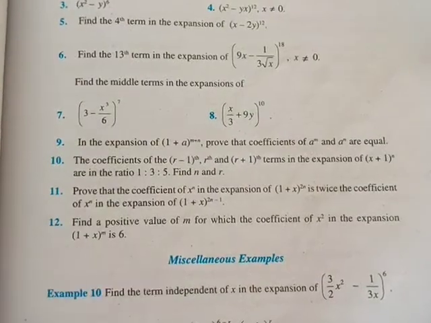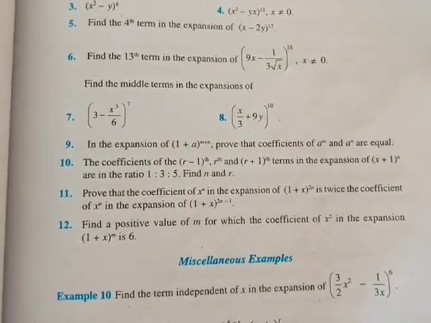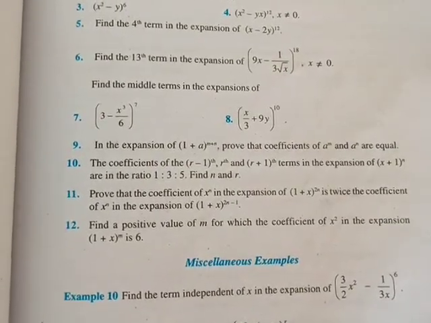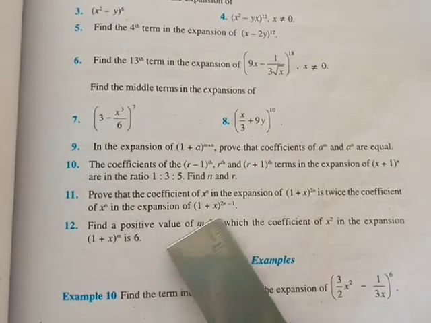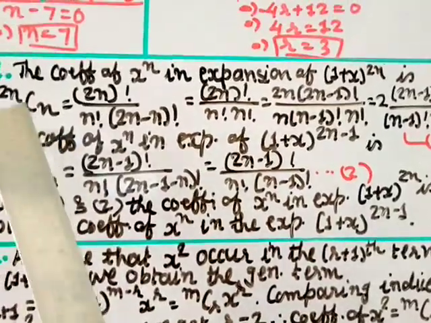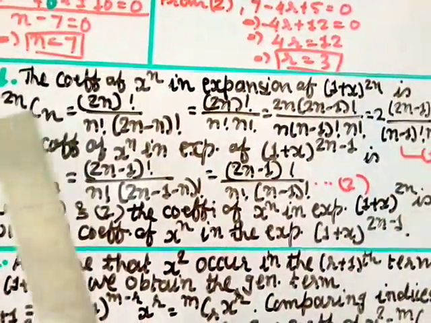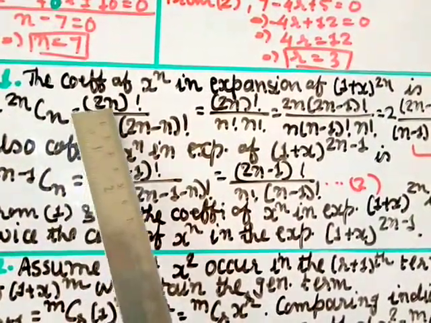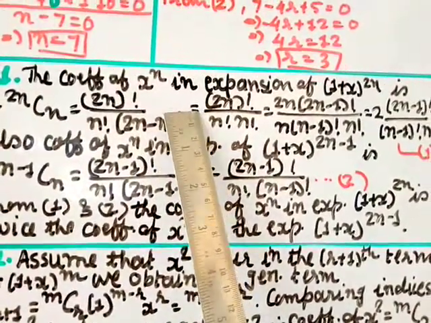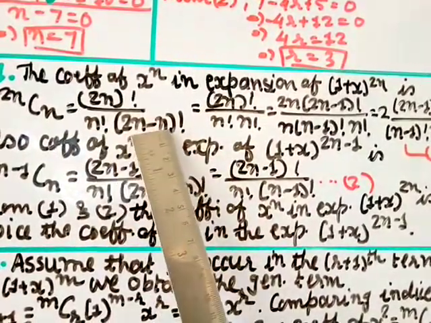Prove that the coefficient of x power n in the expansion of (1 + x) power 2n is twice the coefficient of x power n in the expansion of (1 + x) power 2n minus 1. The coefficient of x power n in the expansion of (1 + x) power 2n is 2n C n, equal to 2n factorial divided by n factorial (2n minus n) factorial, equal to 2n factorial as it is, n factorial as it is, and 2n minus n will give you n factorial.